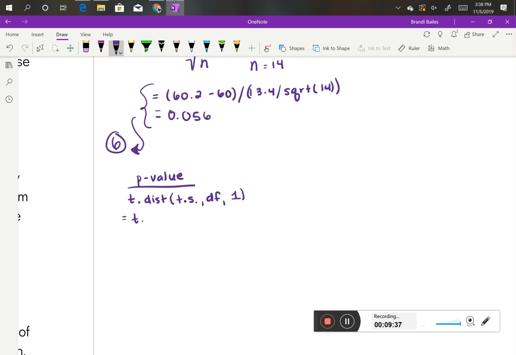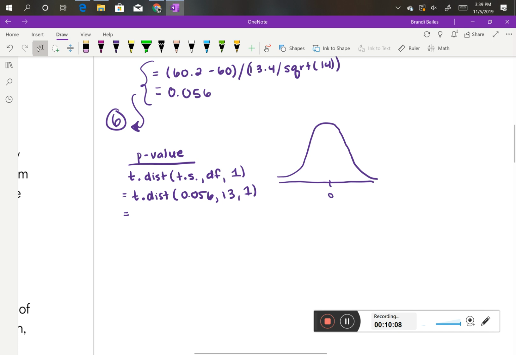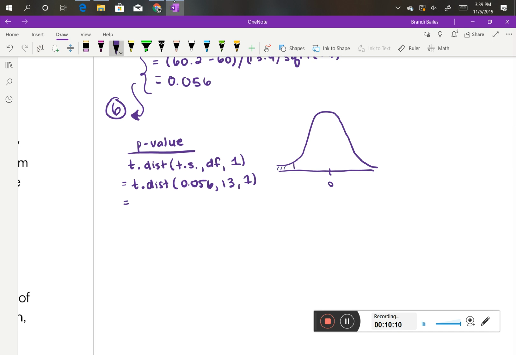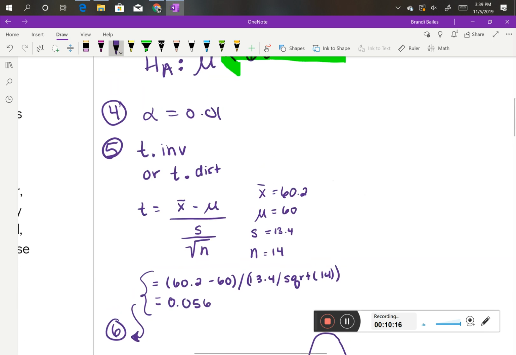So specific for this problem, it should be T.DIST of 0.056. Degrees of freedom is n minus 1, so since n is 14, degrees of freedom is 13, and comma 1. Before I do this calculation in Excel, let's go ahead and draw a picture associated with it. This is the t-distribution, so I know 0 is in the middle. I have a left-tailed test, which I recall from step 2 told me that it was a left-tailed test. So I have a left tail, and the area of this tail over here is alpha, which is, in step 4, 0.01.